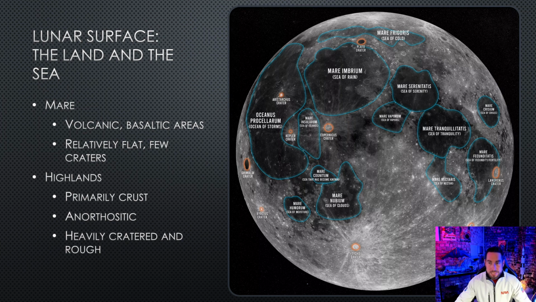They're anorthositic. Anorthosite is an intrusive igneous rock that's very calcium rich. So it's the lighter areas of the moon. These are also known as terrae, which is Latin for land. So you have the land and the seas, the terrae and the Maria. It's the heavily cratered and rough areas of the moon.